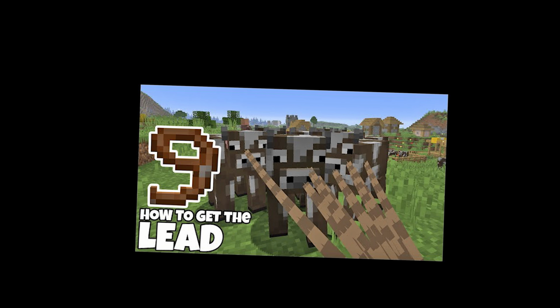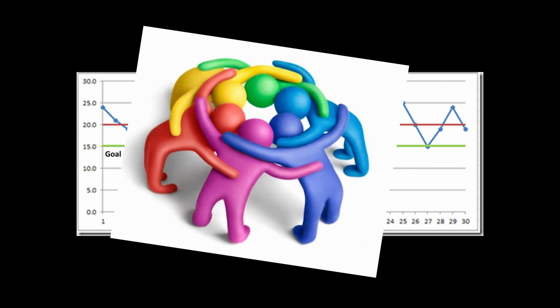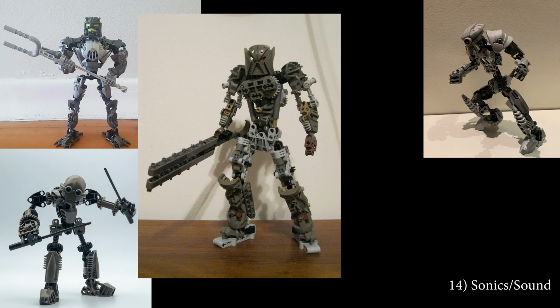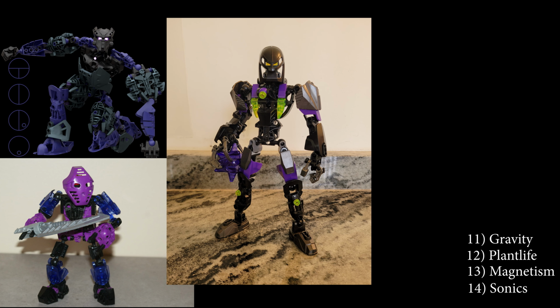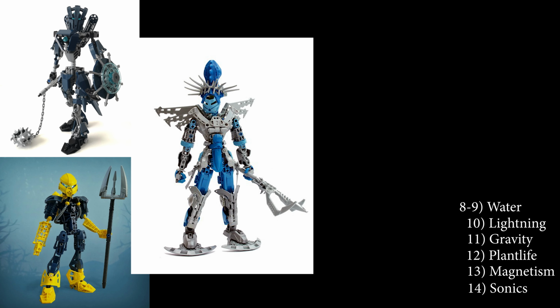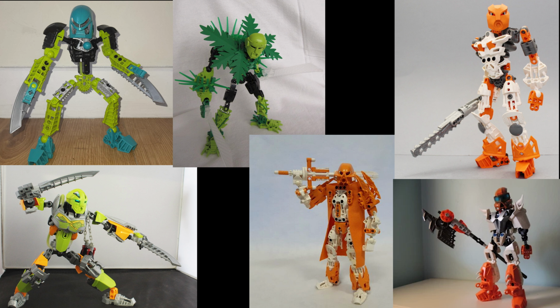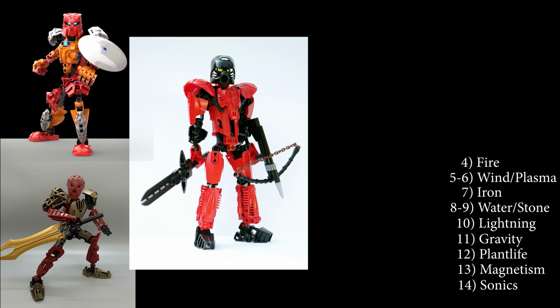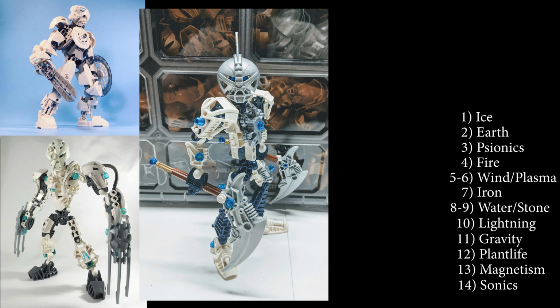But with all that, that leads us to our last category, the averages of the results, overall popularity, and we round off last place with Sonics, followed by Magnetism and Plant Life, per the usual. And then we have Gravity in 11th place, then we got Lightning, and then we got a tie for 8th and 9th place between Water and Stone. And then in 7th place, we have Iron, and then we get to the Big 6. So we have Wind and Plasma tying for 5th and 6th place. Then we have Fire in 4th place, Psionics in 3rd, and Earth followed by Ice in very 1st place.